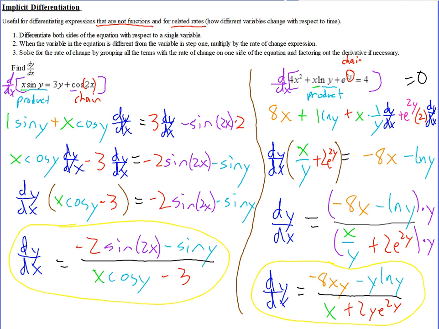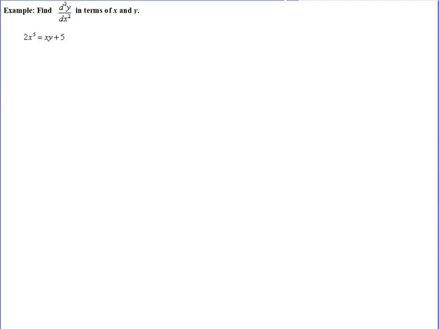All right, let's take a look at the next one. Here, this one's asking us to find the second derivative. That's what this notation means here, in terms of x and y, so it has to just have x and y as the only variables in it. So, again, start out with the derivative. Before we can find the second derivative, we need the first derivative.